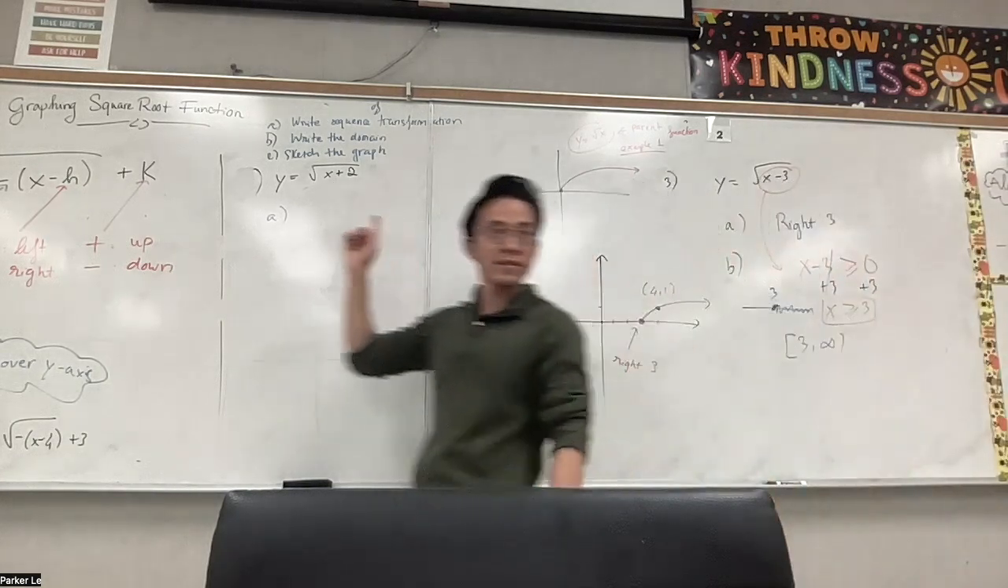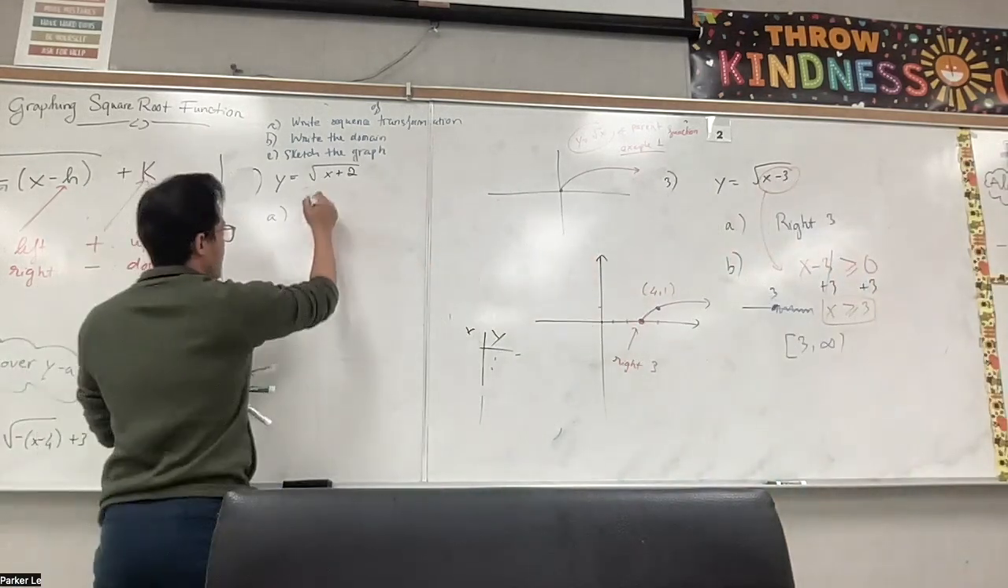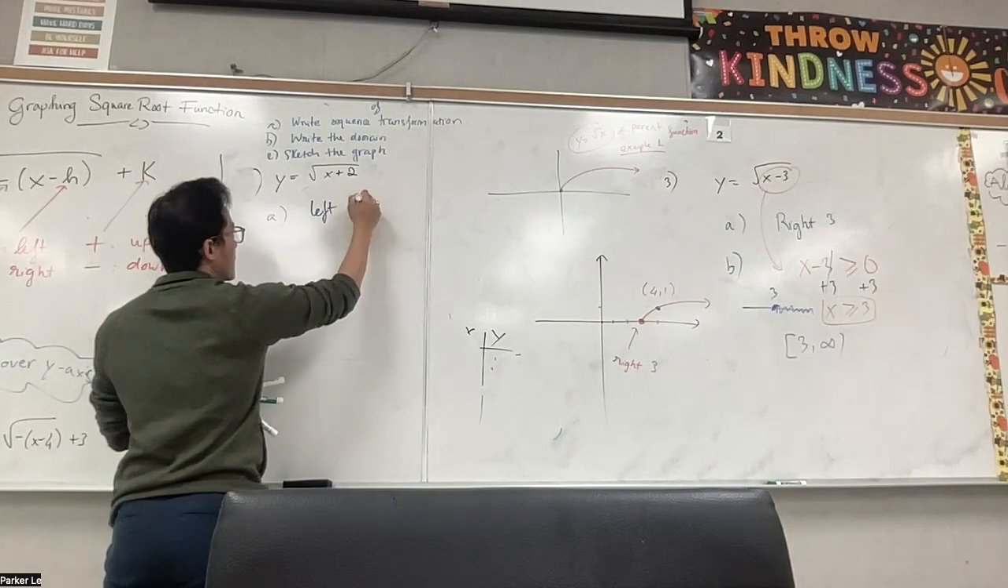Okay, what move? Left by 2. Okay, let's actually give Maria 1 point. Left by 2.